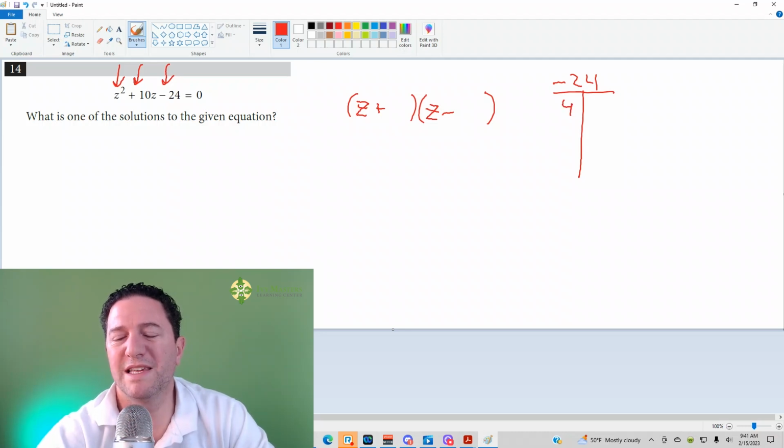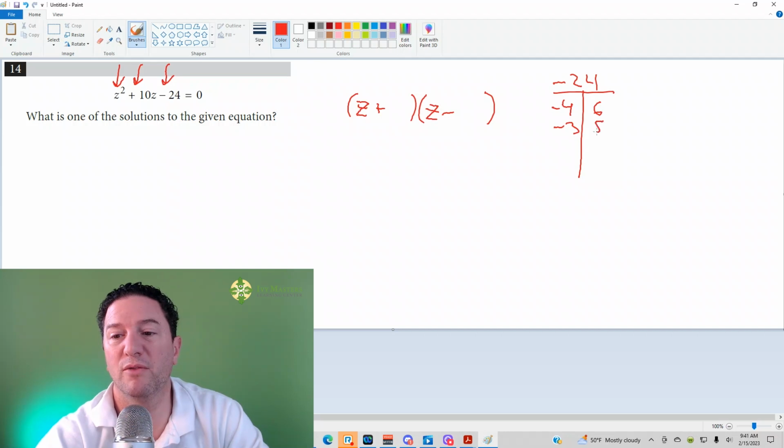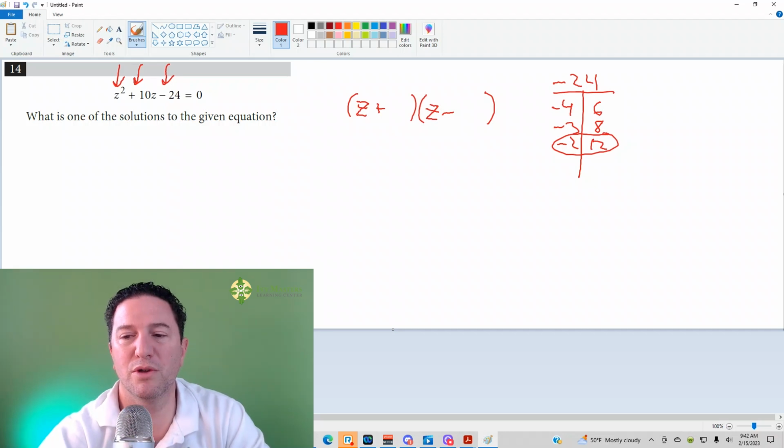And 4 goes in 6 times. And we said the bigger number's got to be positive, so it would be negative 4 and positive 6, but that adds to give you 2, not 10. And then you do negative 3 and positive 8, that adds to give you 5, not 10. And then you do negative 2 and a positive 12. And that multiplies to give you 24 and adds to give you 10. So those are the numbers.